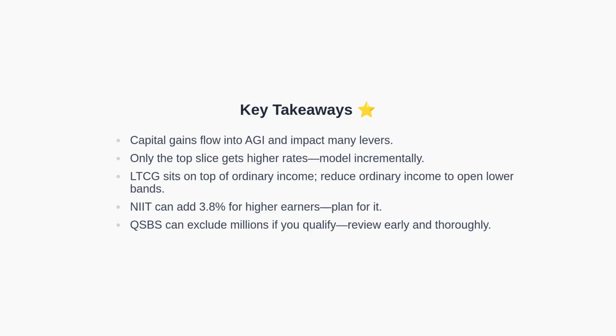Before we wrap up, remember these key points. Capital gains flow into AGI and affect many parts of your return. Only the top slice of income gets taxed at the higher rate, so model your sale incrementally. Long-term capital gains sit on top of ordinary income, so reducing ordinary income can open lower capital gains bands. The net investment income tax may add 3.8% for higher earners, so forecast it in advance. Finally, QSBS can exclude substantial amounts if you qualify, so review eligibility early and thoroughly.